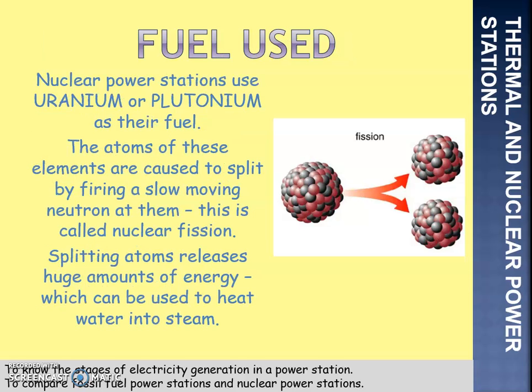Nuclear power stations use uranium or plutonium as their fuel. The atoms of these elements are caused to split. This is caused by firing a slow-moving neutron at them, and we refer to this as nuclear fission. Splitting these atoms releases huge amounts of energy, which can then be used to heat water and turn it into steam.